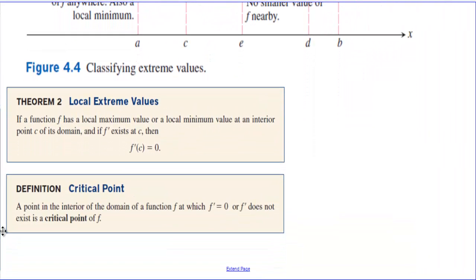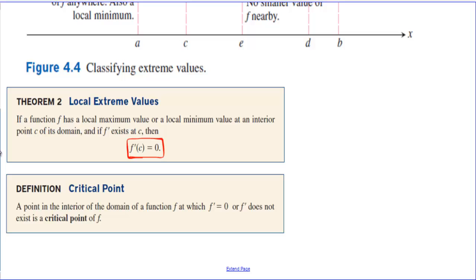Classifying extreme values, local extreme values. If a function f has a local maximum value or a local minimum value at an interior point c of its domain, and if the derivative exists at c, then f prime of c equals 0. This is saying that the derivative at a local minimum or local maximum will be 0.